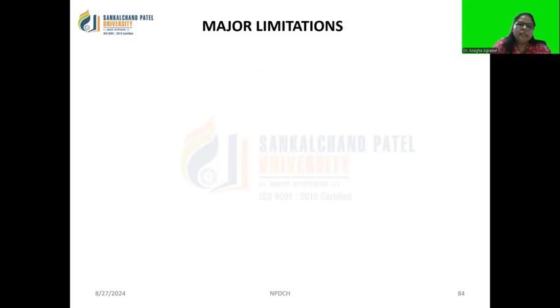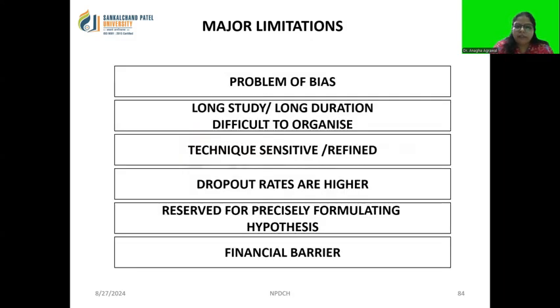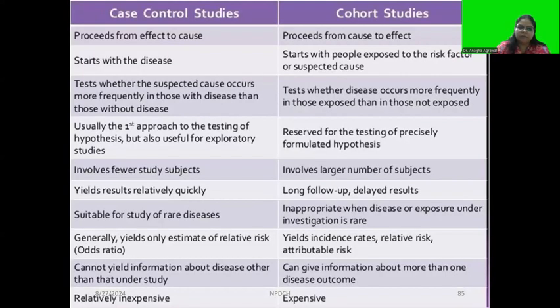As there are some advantages, there may be some limitations also. The very first is problems of bias. Then second is long duration study, which is very difficult to organize and conduct. Technique sensitive. The technique should be very put in pat. Every step should be followed properly. Dropout rates are higher since there are follow-ups and the study goes for years. Reserved for precisely formulated hypothesis. So the hypothesis should be so precisely formed that only then can we go for a cohort study, and there will be financial barriers since the study goes for long.